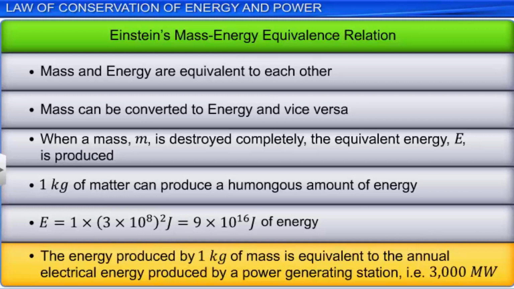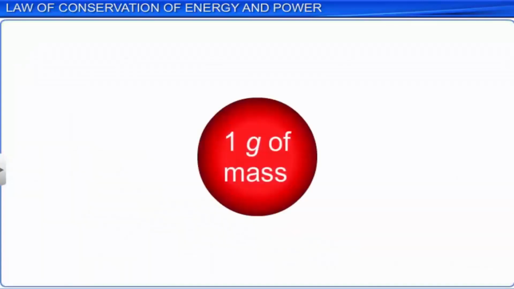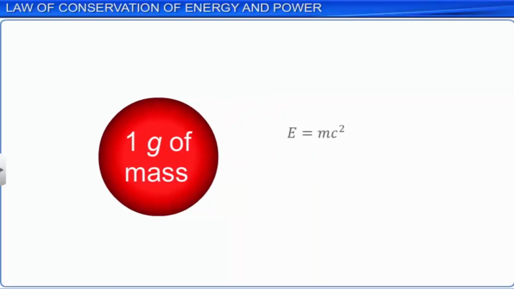Now, if 1 gram of mass is completely destroyed, the energy produced is expressed as E is equal to mc square, that is equal to 0.001 × 9 × 10¹⁶, that is equal to 9 × 10¹³ joules.